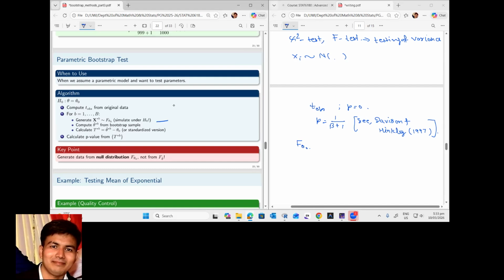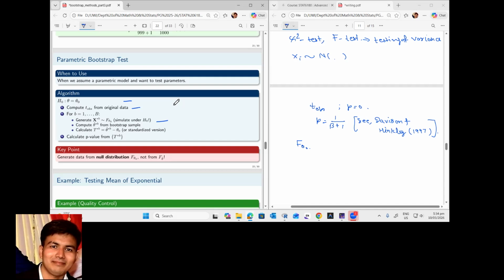So the algorithm will be like this. In the parametric bootstrap test, set up the null hypothesis H: theta equals theta naught and compute the T observed from the original data. After that, for b equals 1 to B, generate the X star b from the given distribution.